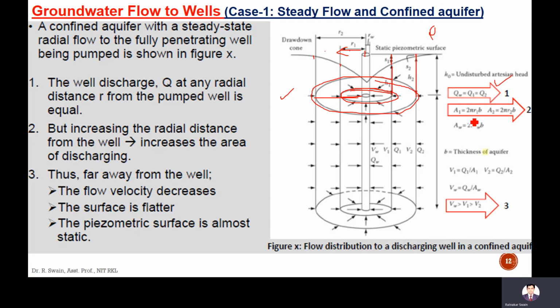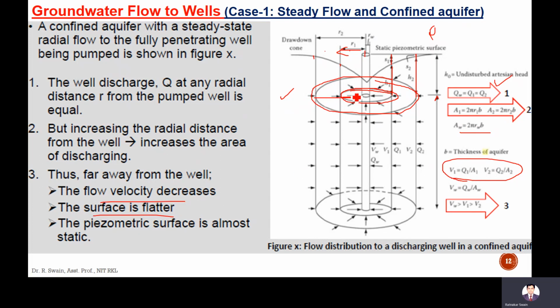The area is the cylindrical portion, so A1 is equal to 2 pi R1 B, where B is the thickness, and A2 is 2 pi R2 B. B is the maximum thickness of this aquifer. Velocity is inversely proportional to the area, so if the area increases, the velocity decreases. So the flow velocity decreases.